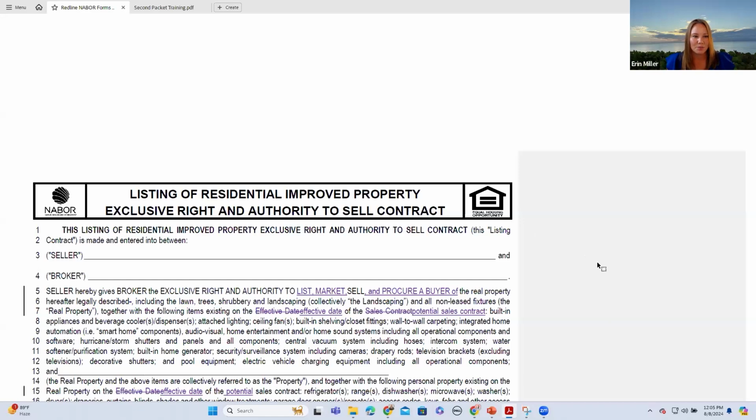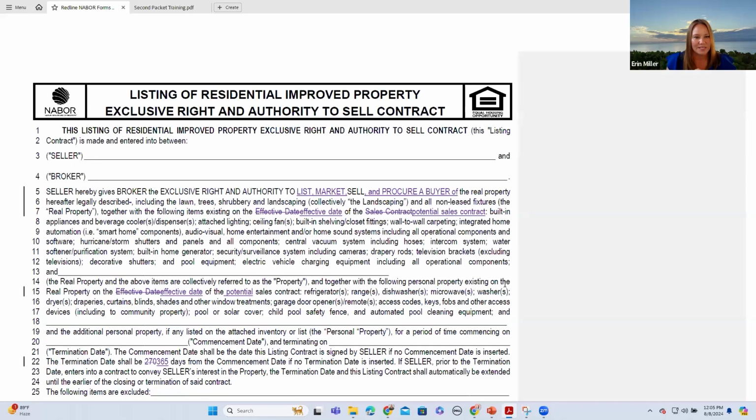We've got the listing of residential improved property, exclusive right and authority to sell contract. Go with me down to the very first paragraph, line 5. We've added language regarding the seller giving the broker the authority to list, market, sell, and procure a buyer of the real property. Some of the other changes in line 7 are just grammatical changes that don't really affect the substantive information in the contract. So just know sometimes we capitalize or remove caps when the item is not defined.